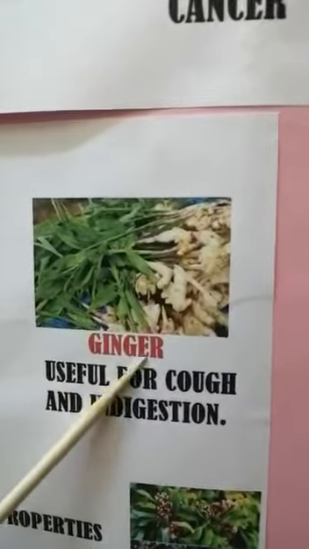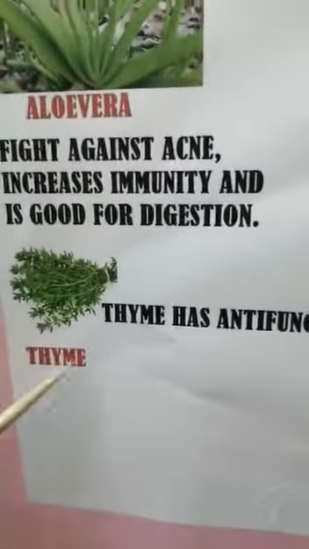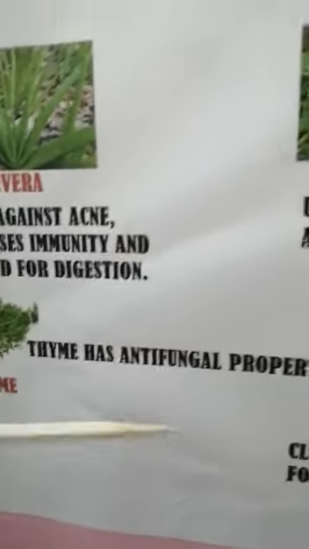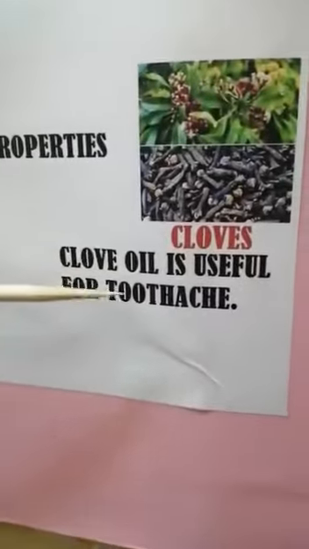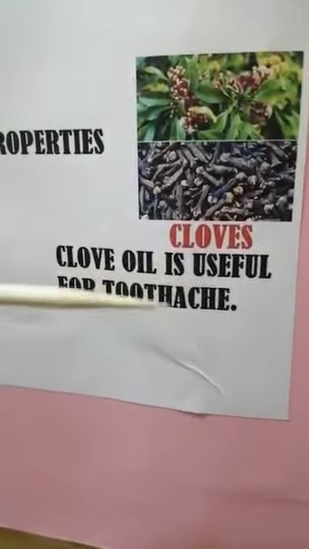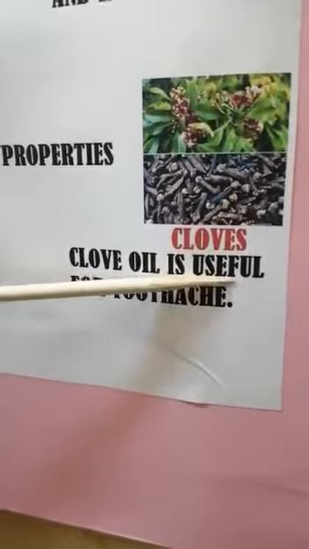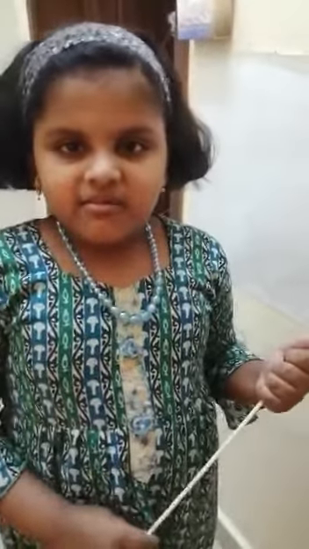Ginger is used for cough and indigestion. Thyme has antifungal properties. Clove oil is useful for toothache. Now this was about the medicinal plants and their uses.